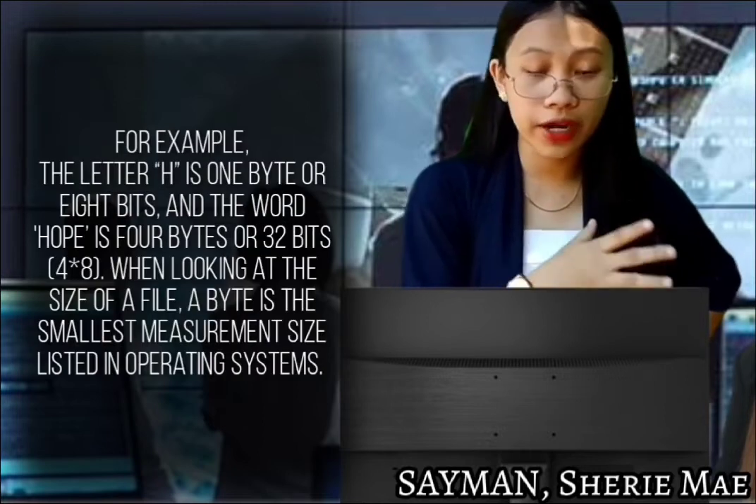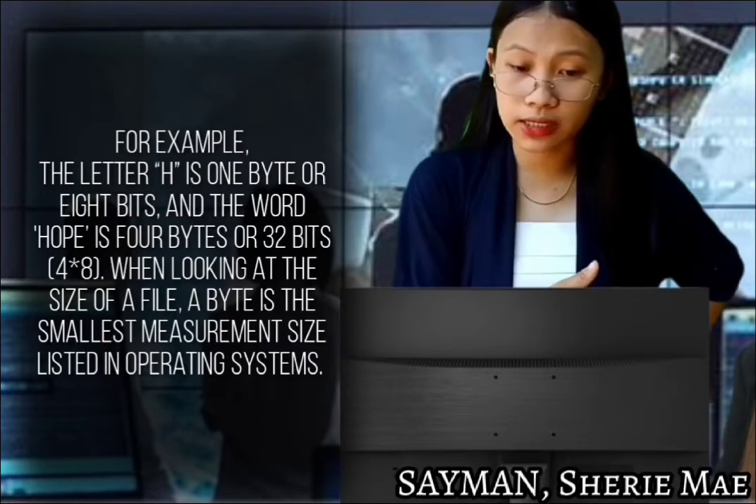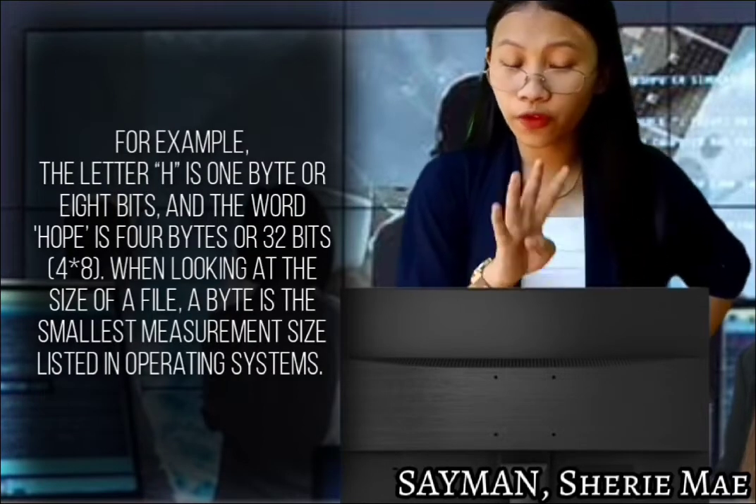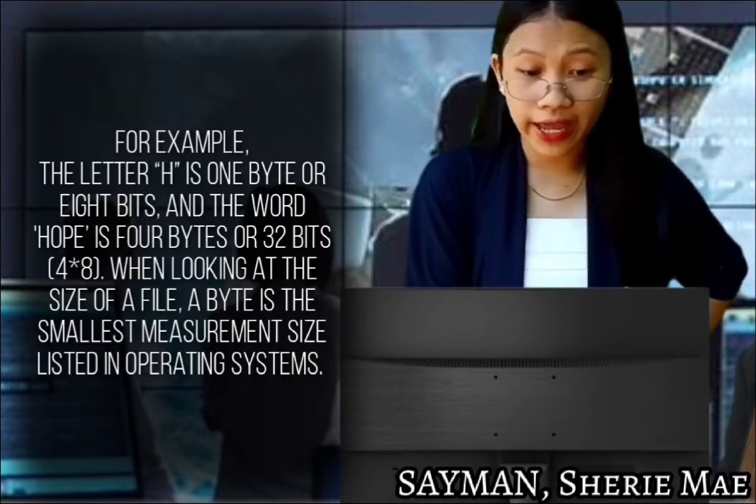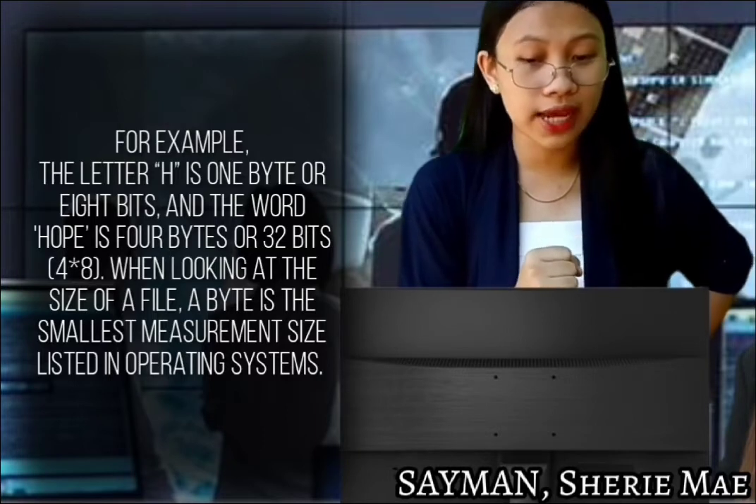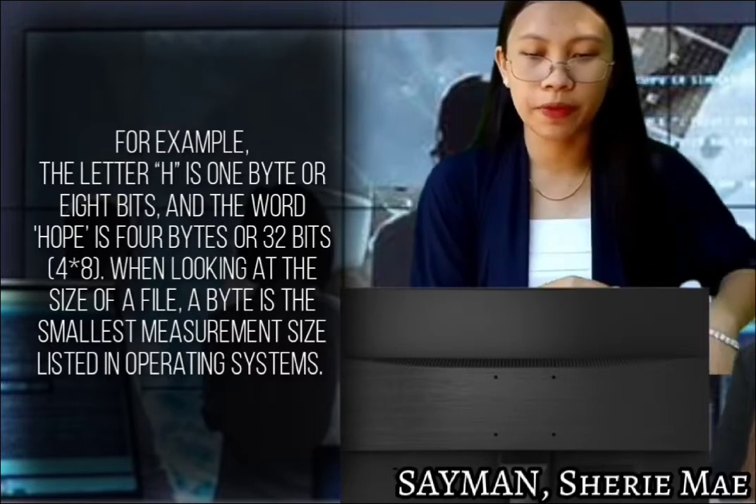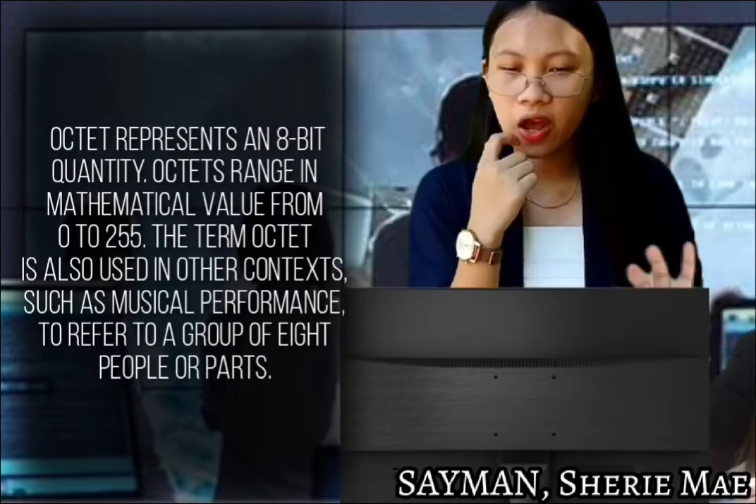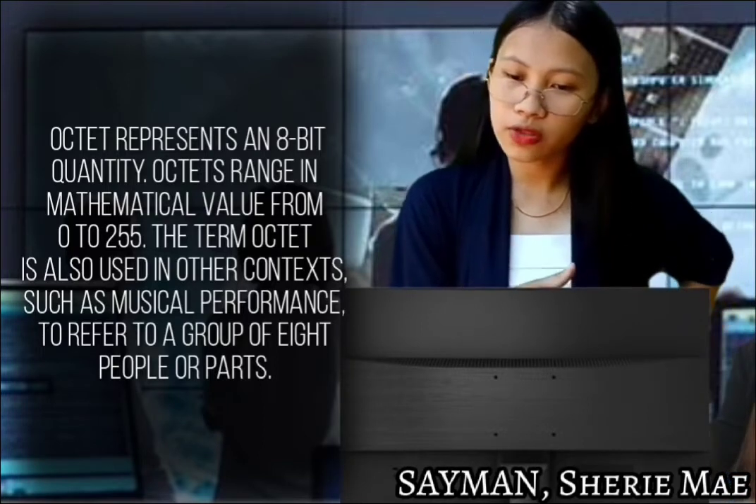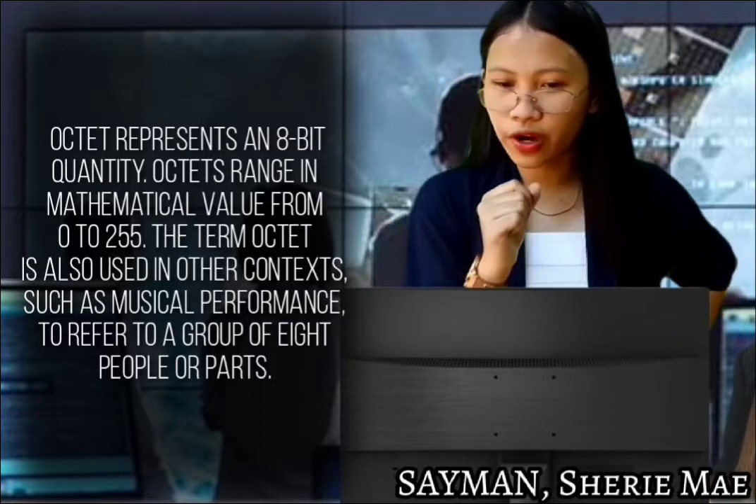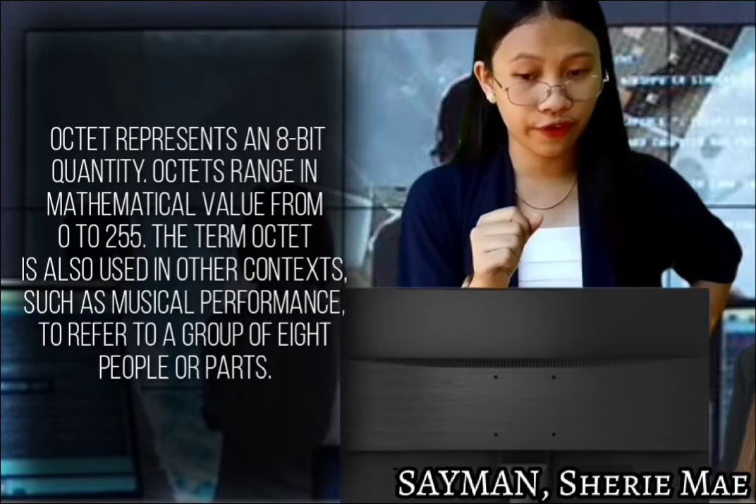For example, the letter H is 1 byte or 8 bits, and the word hope is 4 bytes or 32 bits. So when looking at the size of a file, a byte is the smallest measurement size listed in an operating system. While on the other hand, an octet represents an 8-bit quantity. So octets range in mathematical value from 0 to 255.